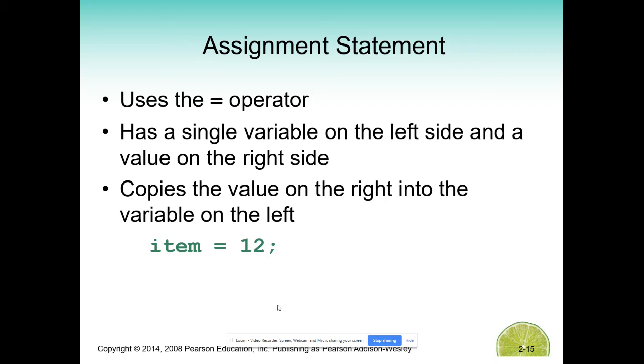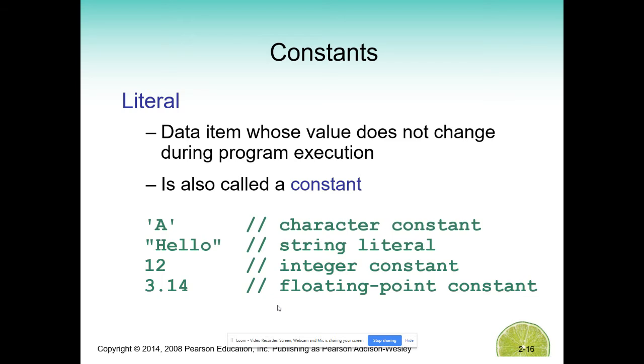Use the equal operator to assign. When we say item equals 12, or age equals 17, that is an assignment. It copies the value on the right to the left. We also discussed constants, or literals. A literal is a data item whose value does not change during program execution. It's also called a constant. A single quotation would be a character constant. Hello in double quotes would be a string literal. 12 is an integer constant, and 3.4 would be a floating point constant. Make sense?